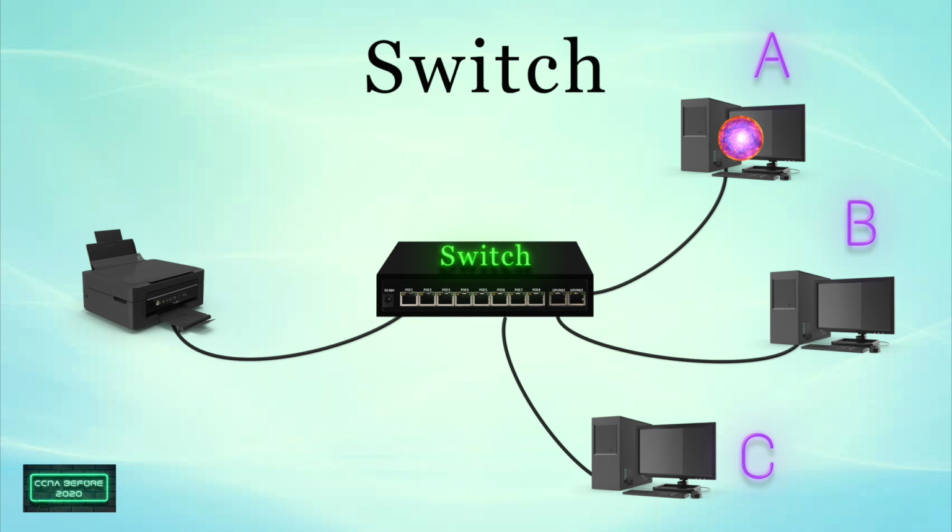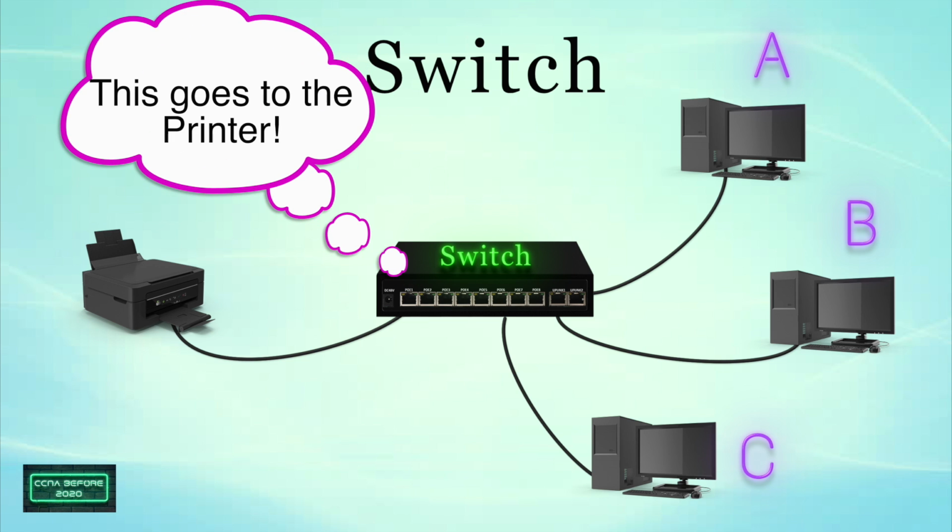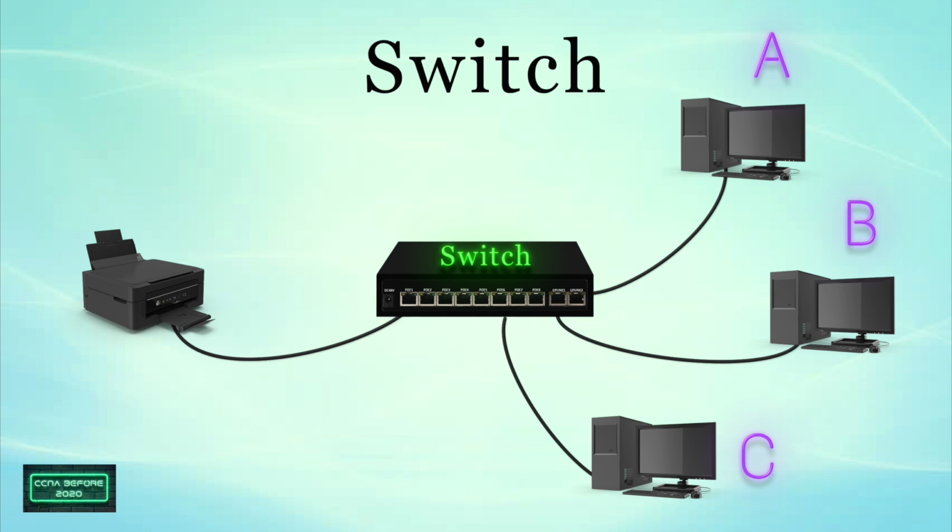So this time when computer A wants to send a packet to the printer to print, the data is going to go into the switch. The switch is then going to decide which device it should be sent to based on the MAC address, and then it will send it only to the device that's intended. Computer B and computer C are no longer going to get the packet intended for the printer.